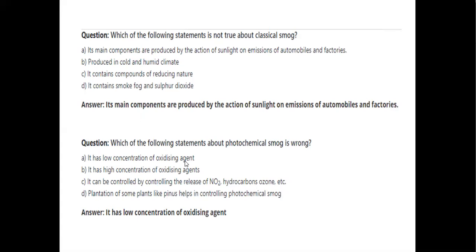It has low concentration of oxidizing agent. Photochemical smoke is wrong. Here you read the question carefully. Which of the following statement about photochemical smoke is wrong? Here, photochemical smoke has low concentration of oxidizing agent. No, photochemical smoke has high concentration of oxidizing agent. So option A is the right answer.